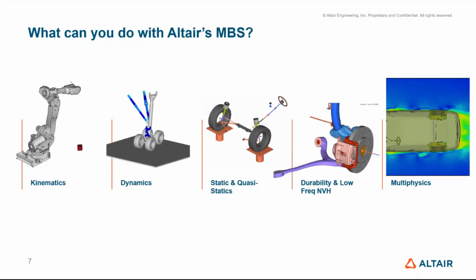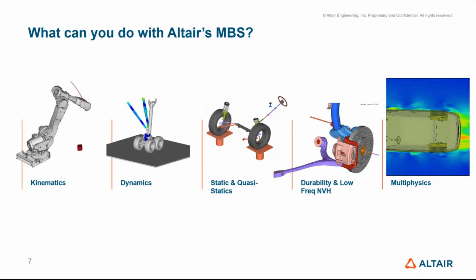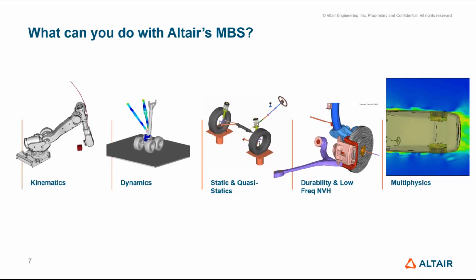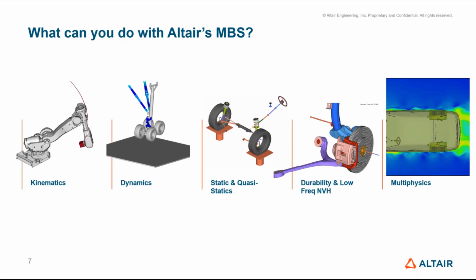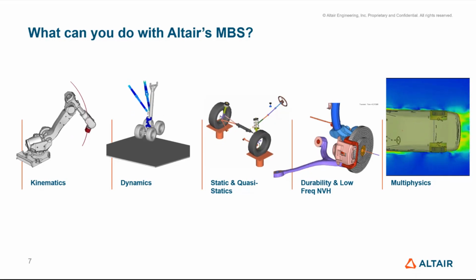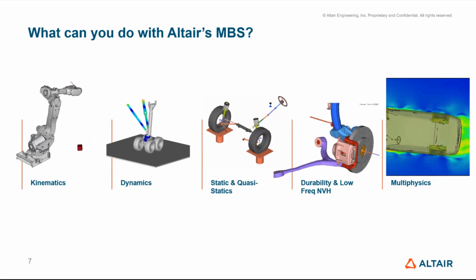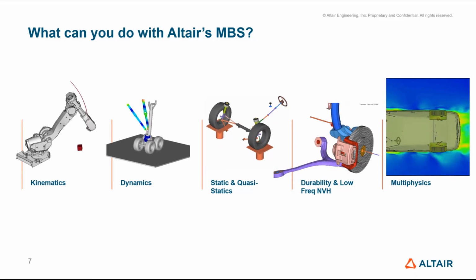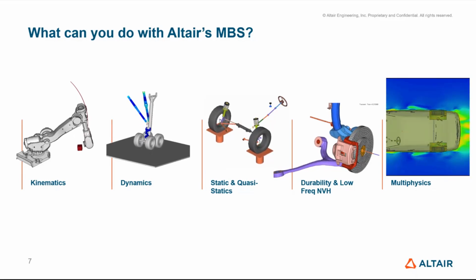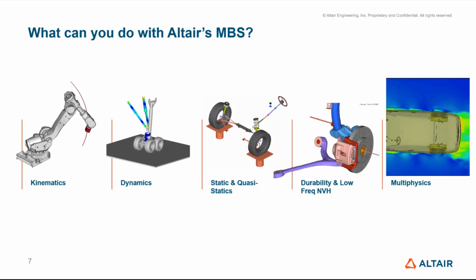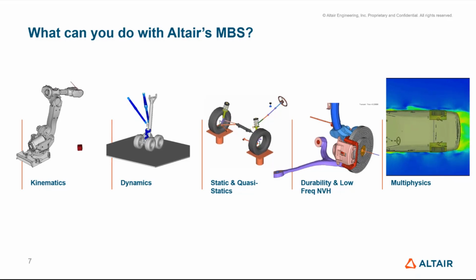Now, what can you do with Altair MBD solutions? You can do a kinematic study to, for example, study the motion of an end effector of a robotic arm. You can do dynamics to study, for example, the loads on a landing gear system during touchdown. You can also perform a static and quasi-static analysis, for example, to determine the compliance of a suspension system, extract loads for durability analysis or study the low frequency NVH, and also perform a co-simulation with other Altair products for multi-physics simulations. We support coupling, for example, with Activate, EDM, OptiStruct, and AccuSolve, and there are a few more.